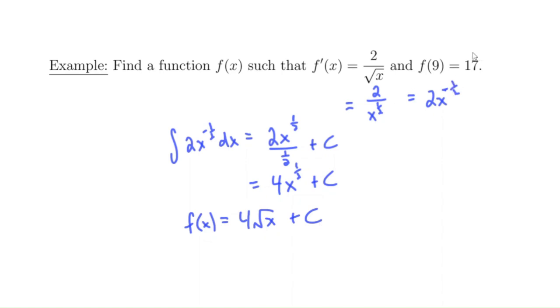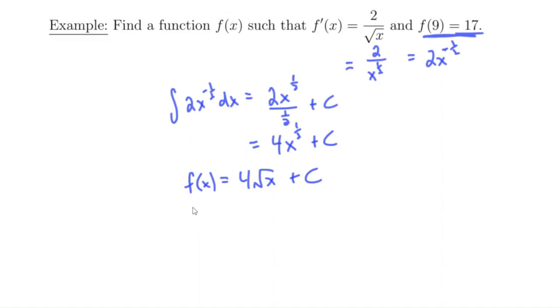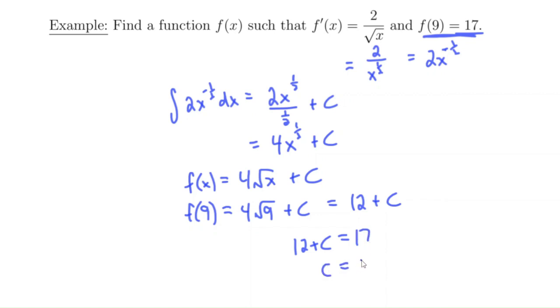Now, what is the c? Well, that's what this condition is going to tell us. So we need to plug in 9, right? F of 9 is equal to 4 times the square root of 9 plus c, which is just 4 times 3 plus c, which is really just 12 plus c. And we want 12 plus c to equal 17. So c is equal to 5.